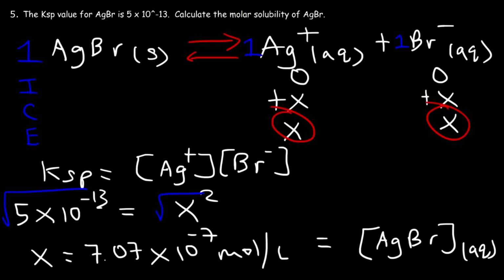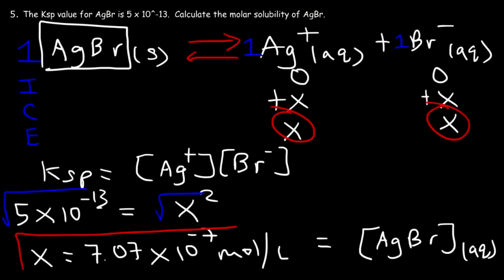So anytime you want to calculate the molar solubility of the solid, the portion that's dissolved in a solution, all you need to do is calculate X. X represents the molar solubility of the substance. And so this is the answer, 7.07 times 10 to the minus 7 moles per liter.